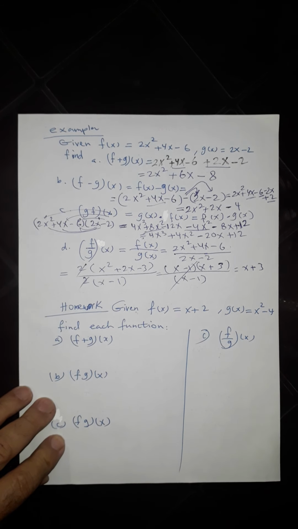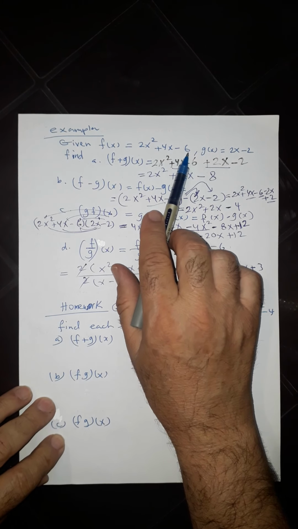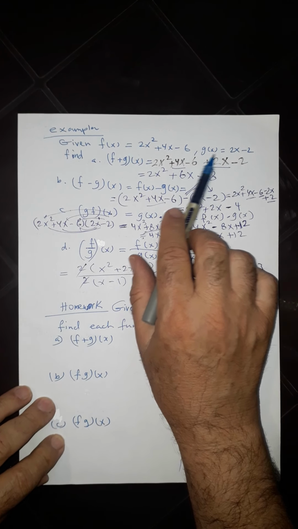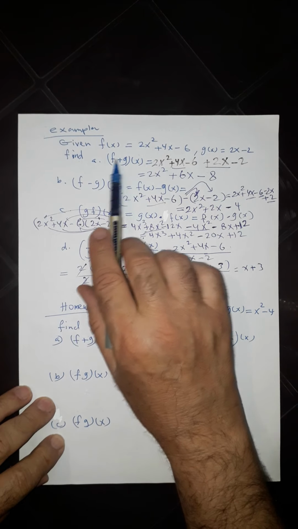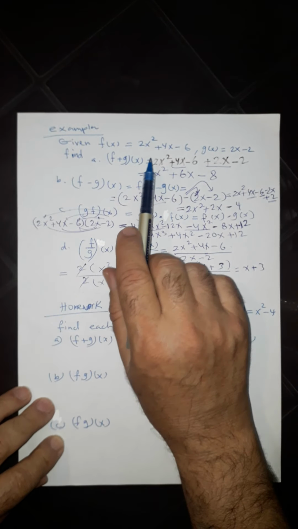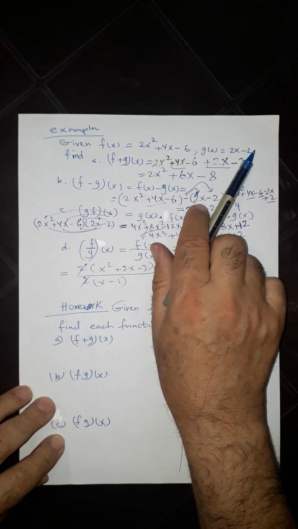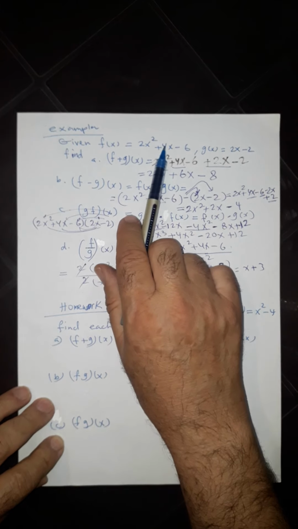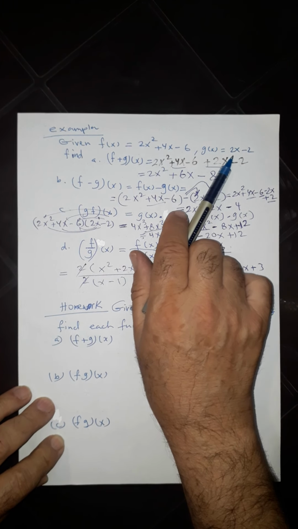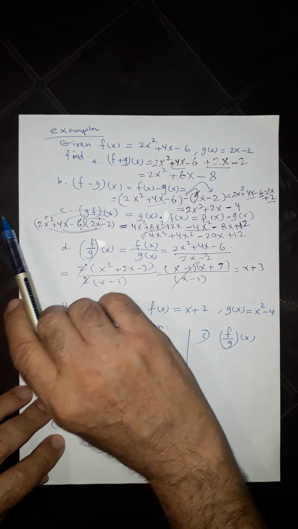For example, here, given f of x equals 2x squared plus 4x minus 6, and g of x equals 2x minus 2. We need to find the addition, f of x plus g of x. Now we need to add: 2x squared, there's nothing here squared, so 2x squared, plus 4x plus 2x, plus 6x, minus 6 minus 2 is minus 8.